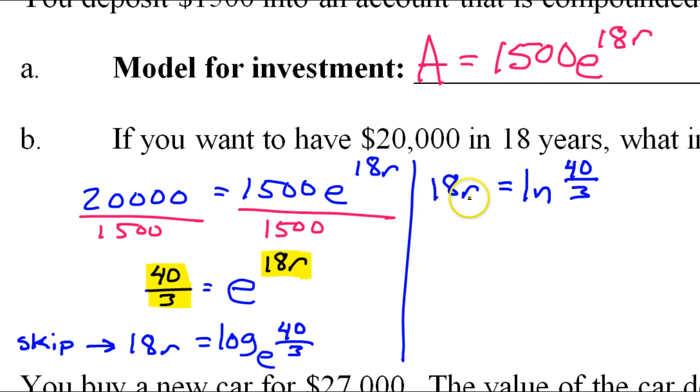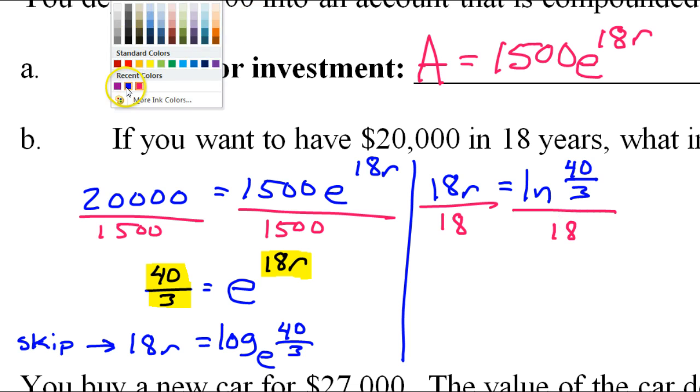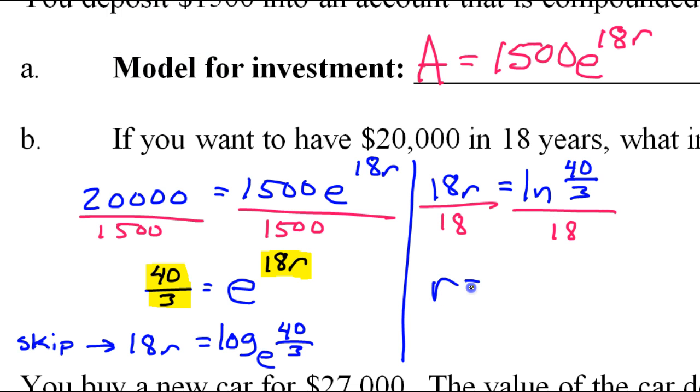So it's just a matter of solving this now. So we're trying to get r by itself. So all we have to do is divide both sides by 18. Okay, so that's going to give us the rate. So we just need to do natural log 40/3 divided by 18.